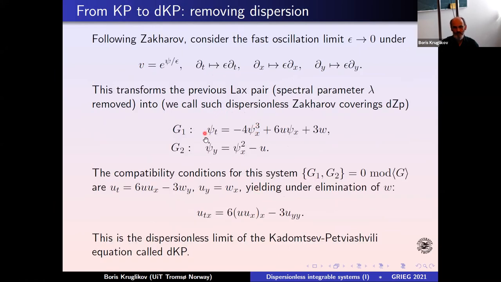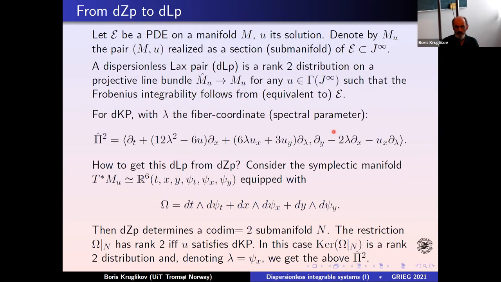I'd like to talk about this one. There's a Lax pair, right? So that's the relation between those momenta, between psi x, psi t, and psi y. Of course, there are some u and w here, but you think they are fixed functions. That's the background solution. For now, they're fixed. Not specified, but I don't pay attention.